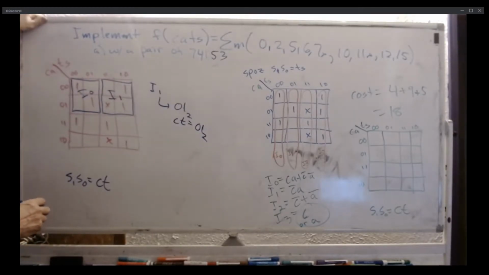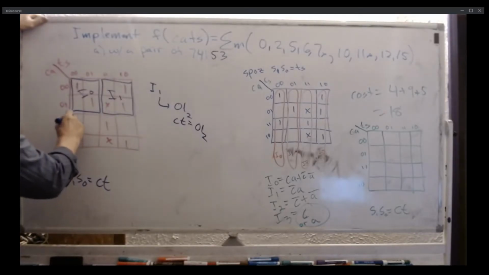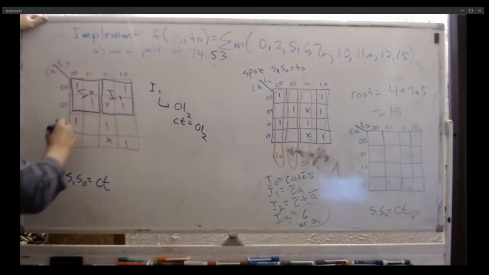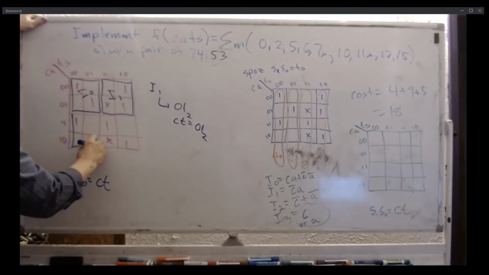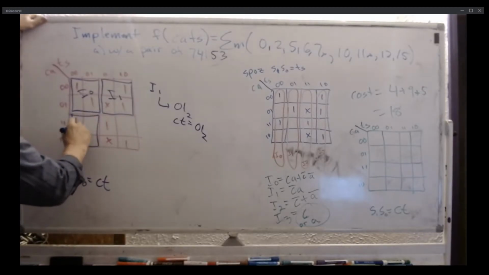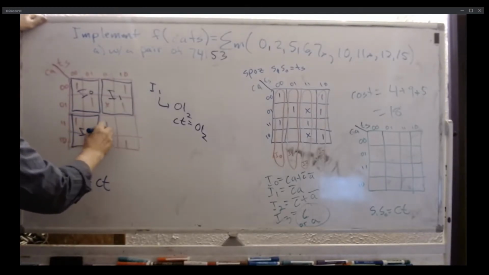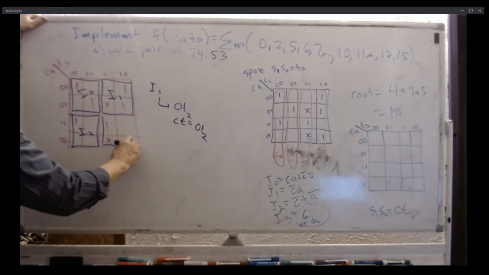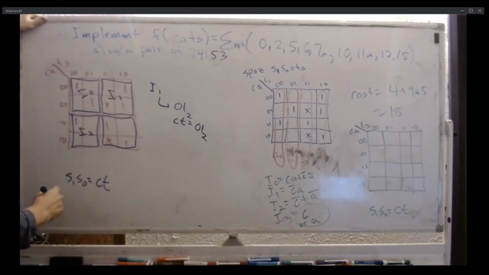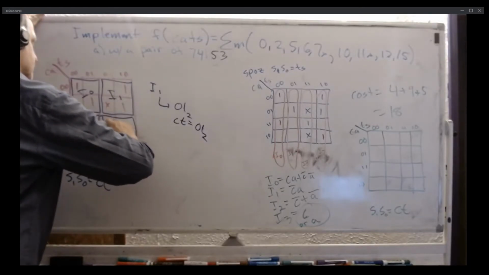Where's I2, guys? That's going to be in the bottom left. Bottom right is I3's domain. Because I2 is wherever C is on and T is off, and I3 is whenever both are on.